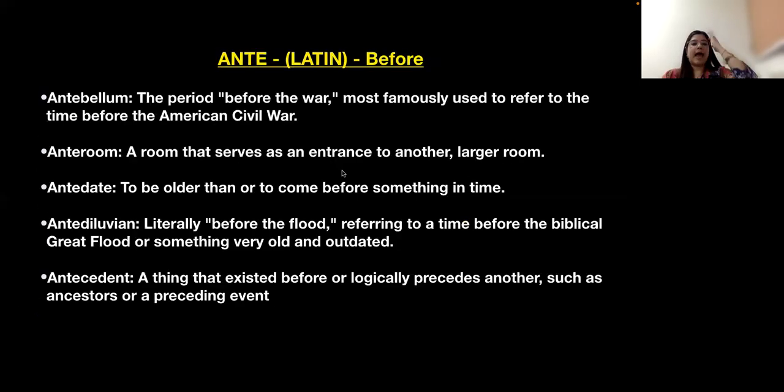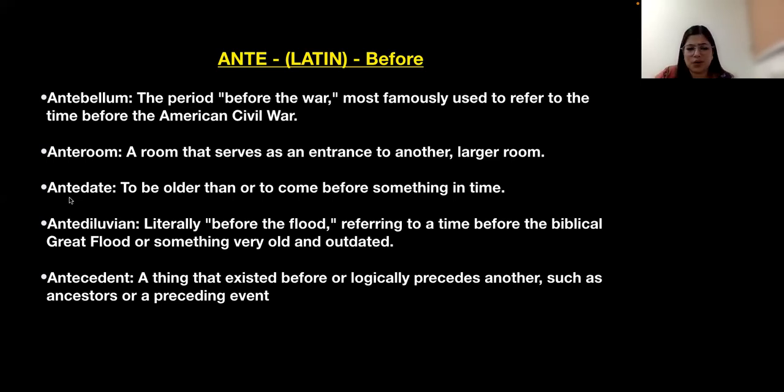Next, anti. We discussed anti with antebellum. It means before. So antebellum, the period before the war. Ante-room, a small room that serves as an entrance to the main room or to any large room. Antedate, to be older than or to come before something in time.